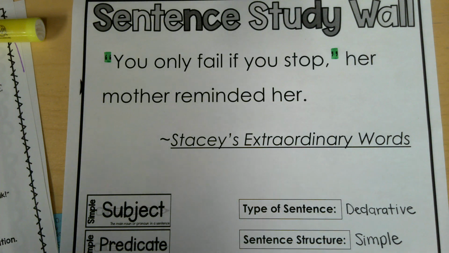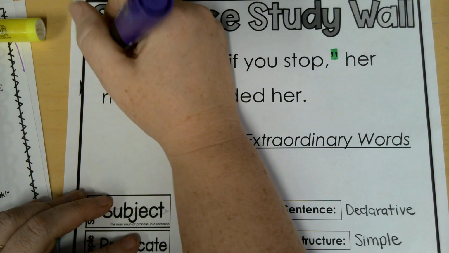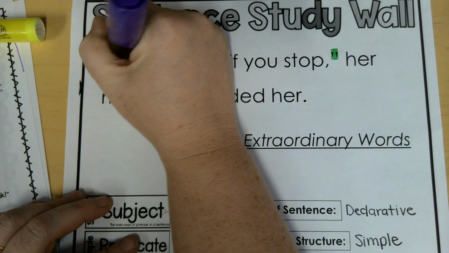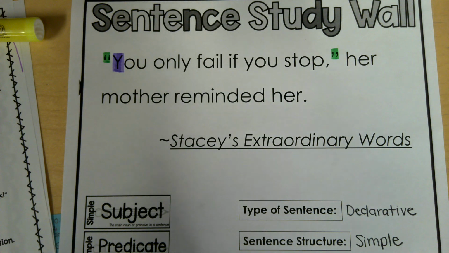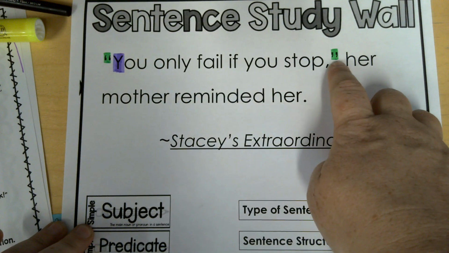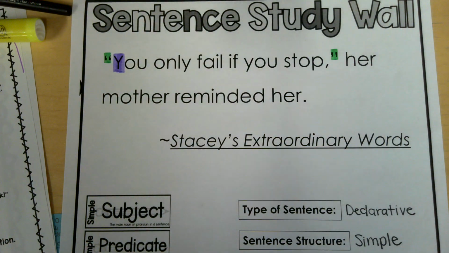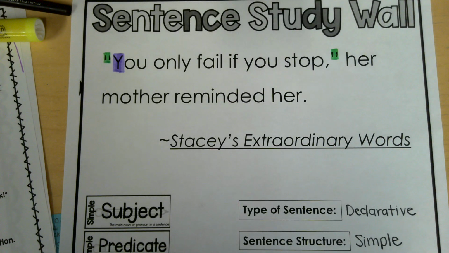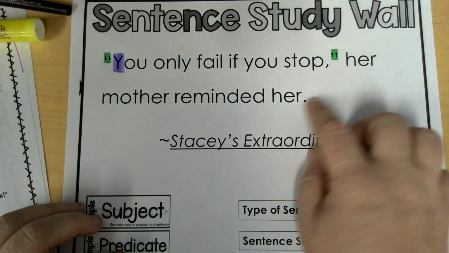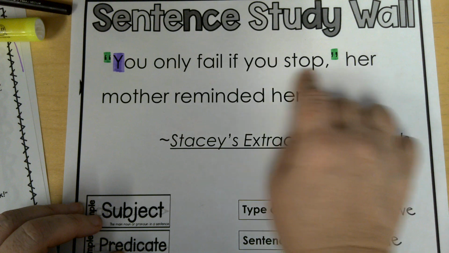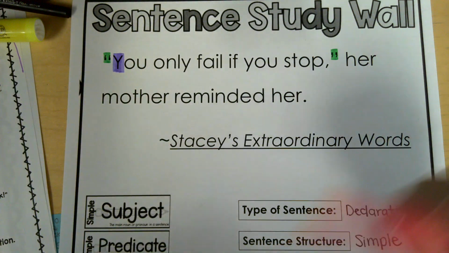What also needs to happen is we need to capitalize the first letter of the sentence, which in this case is the Y in the word you. That needs to be a capital letter. Even if the tag comes first and this sentence comes second, it's still going to be capitalized. But before the other set of quotation marks, there needs to be some sort of punctuation. If this was a question or something somebody was yelling, like an exclamation, "You only fail if you stop!" and it has an exclamation point, we would put that right here, not at the end here. Because if it's just a regular declarative sentence, we're going to put a comma here. So we're going to highlight that in pink.